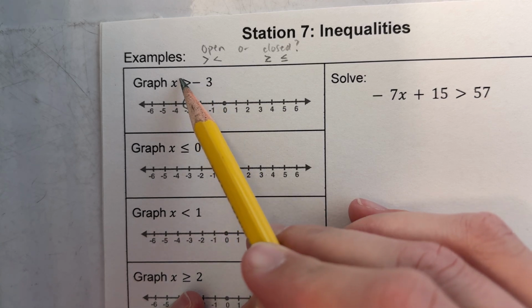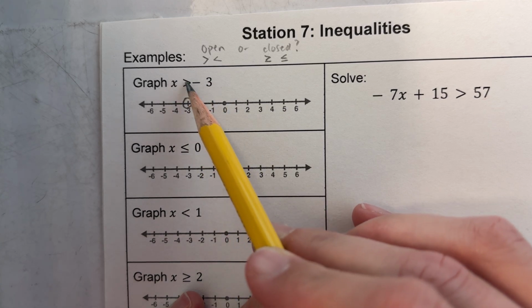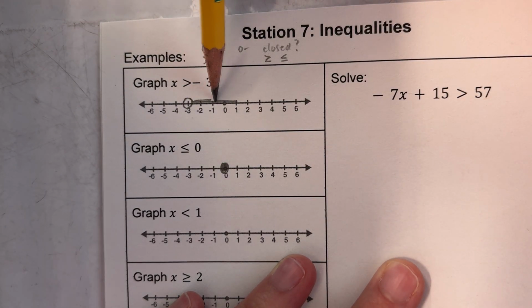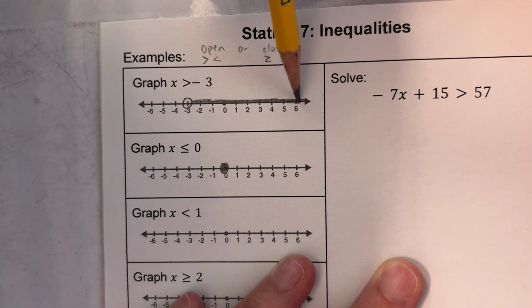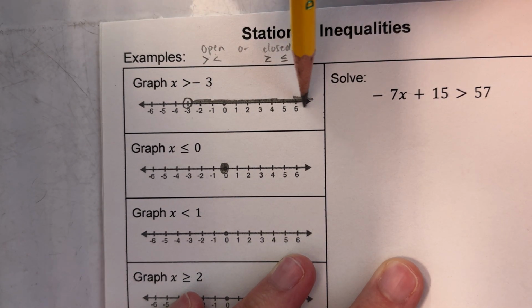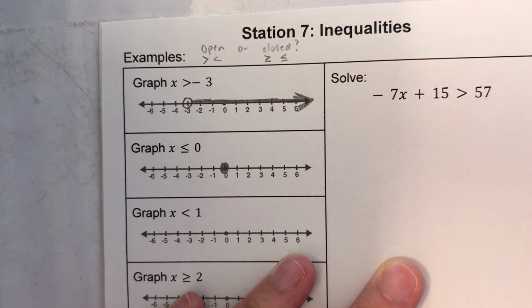How did I know this was a greater than? Because the mouth is open towards the x. The mouth is always open towards the larger number. So I'm going to shade the numbers that are greater than -3. The numbers that are larger are over to the right. You can just shade the arrow on the end.